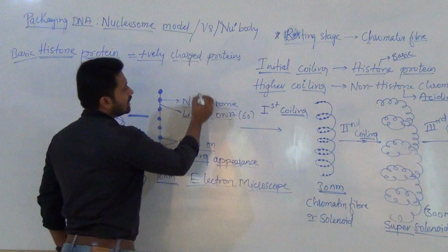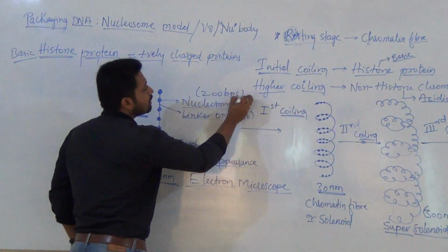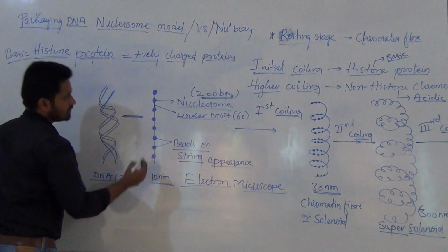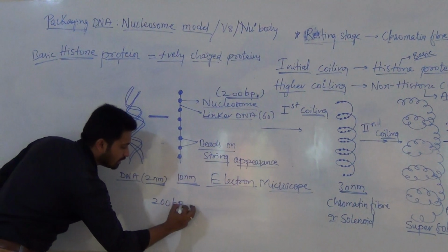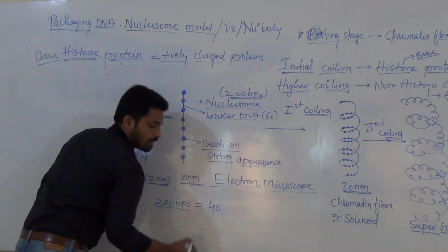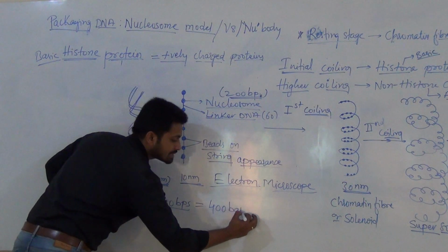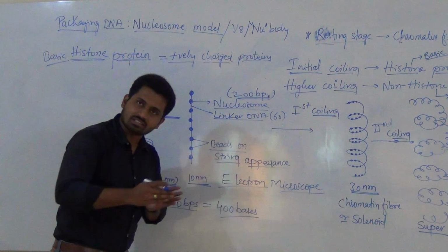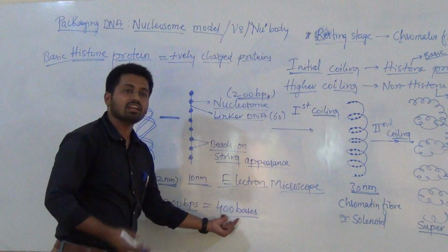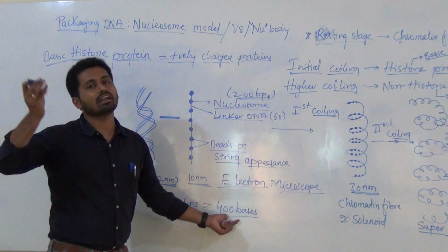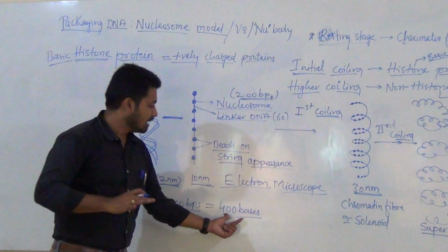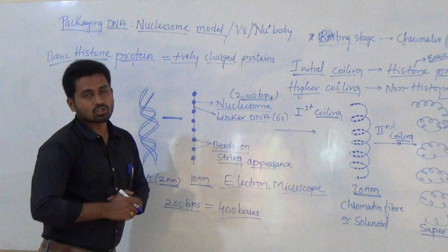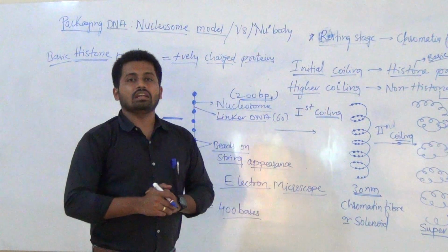One nucleosome equals how many base pairs? 200 base pairs. 200 base pairs means how many bases? 200 base pairs equal 400 bases, because in one strand there are 200 bases, and in the opposite strand again 200 bases. Bases are nothing but adenine, guanine, thymine, cytosine. So that is 400 bases. Based on this we can calculate the length of DNA. So this is how our DNA is packed.